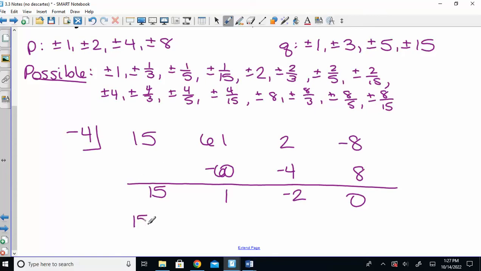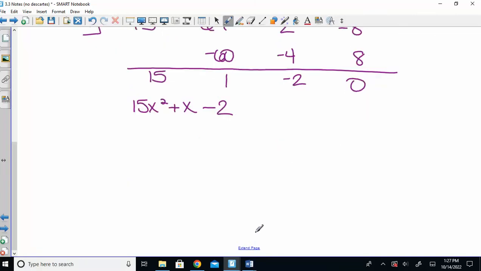So then this breaks down to 15x squared plus x minus 2. And this is pretty good news for us because what can we do now? Flip and slide, factor that. Okay, so x squared plus x minus 30. So what multiplies to negative 30 and adds to positive 1?